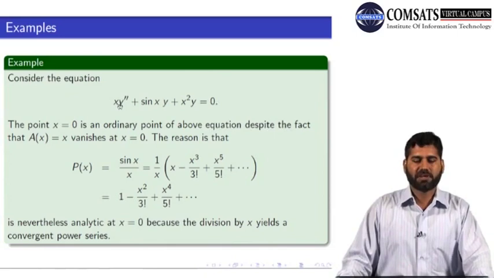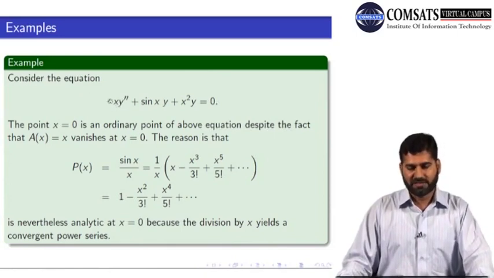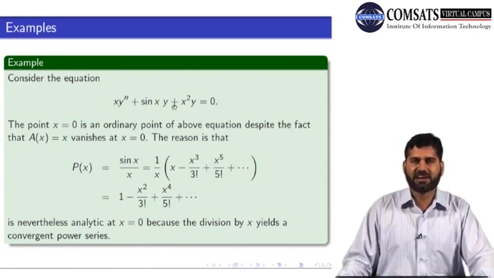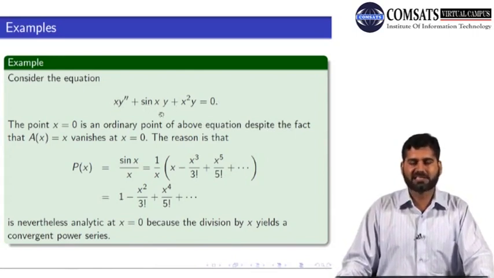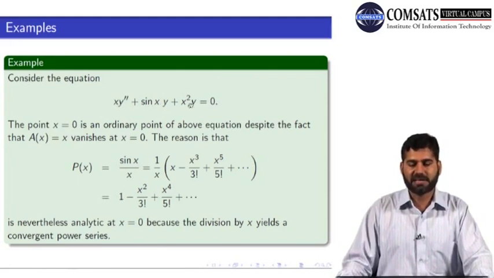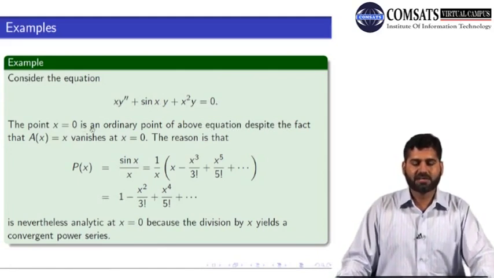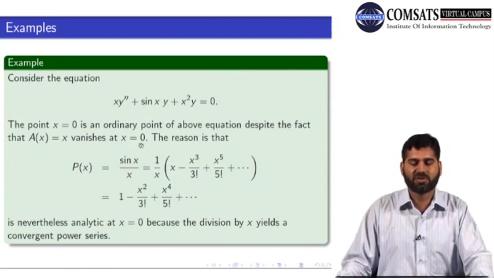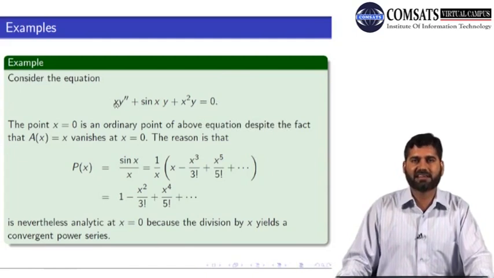So in this example, you see the coefficient x is 0 at x = 0. If I write this in standard form, my p(x) is sin x divided by x, and q(x) is 1 over x. If I divide by x on the right-hand side, I get sin x over x squared. The point x = 0 is an ordinary point of the above equation, despite the fact that a(x) = x vanishes at x = 0. This x is 0 at x = 0, but still it is an ordinary point.